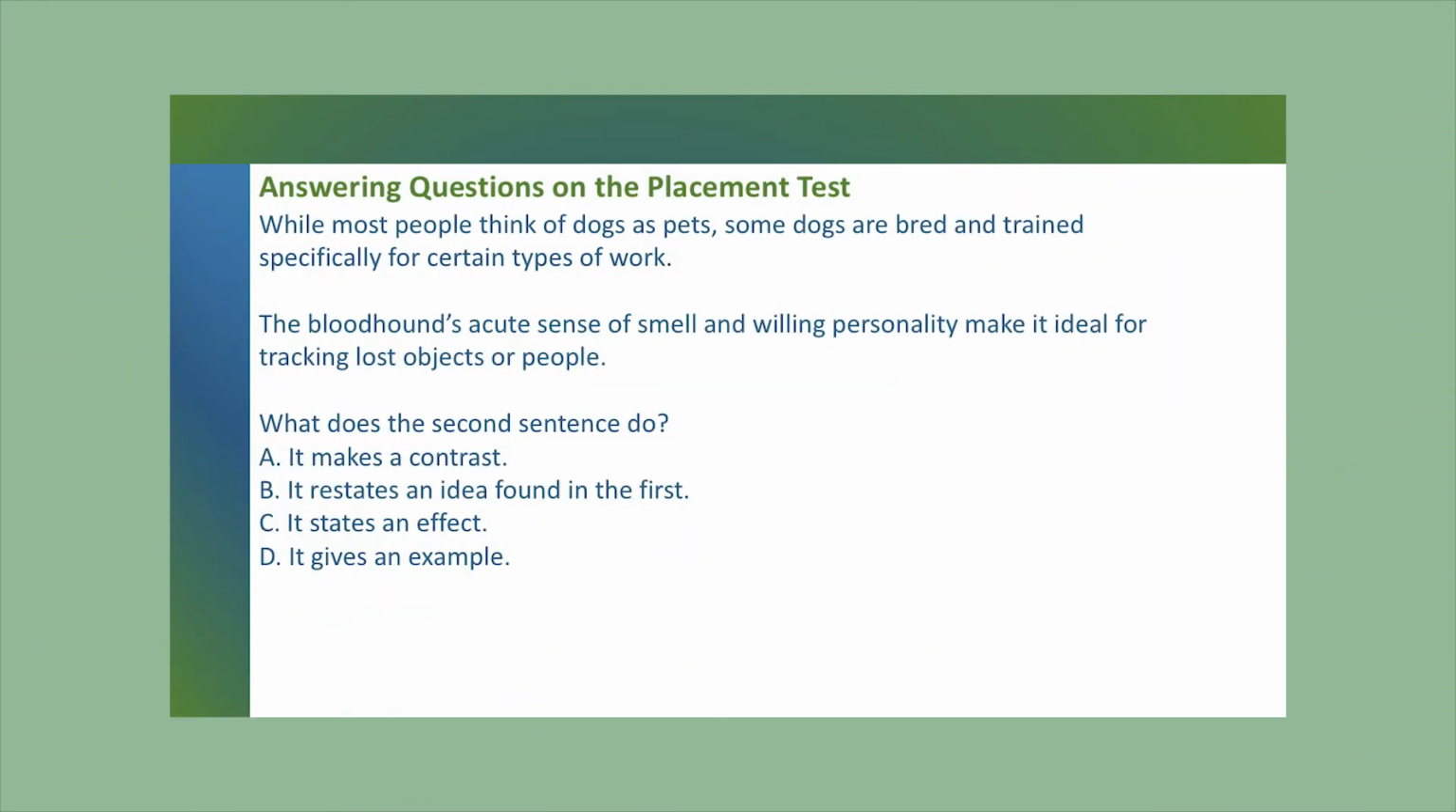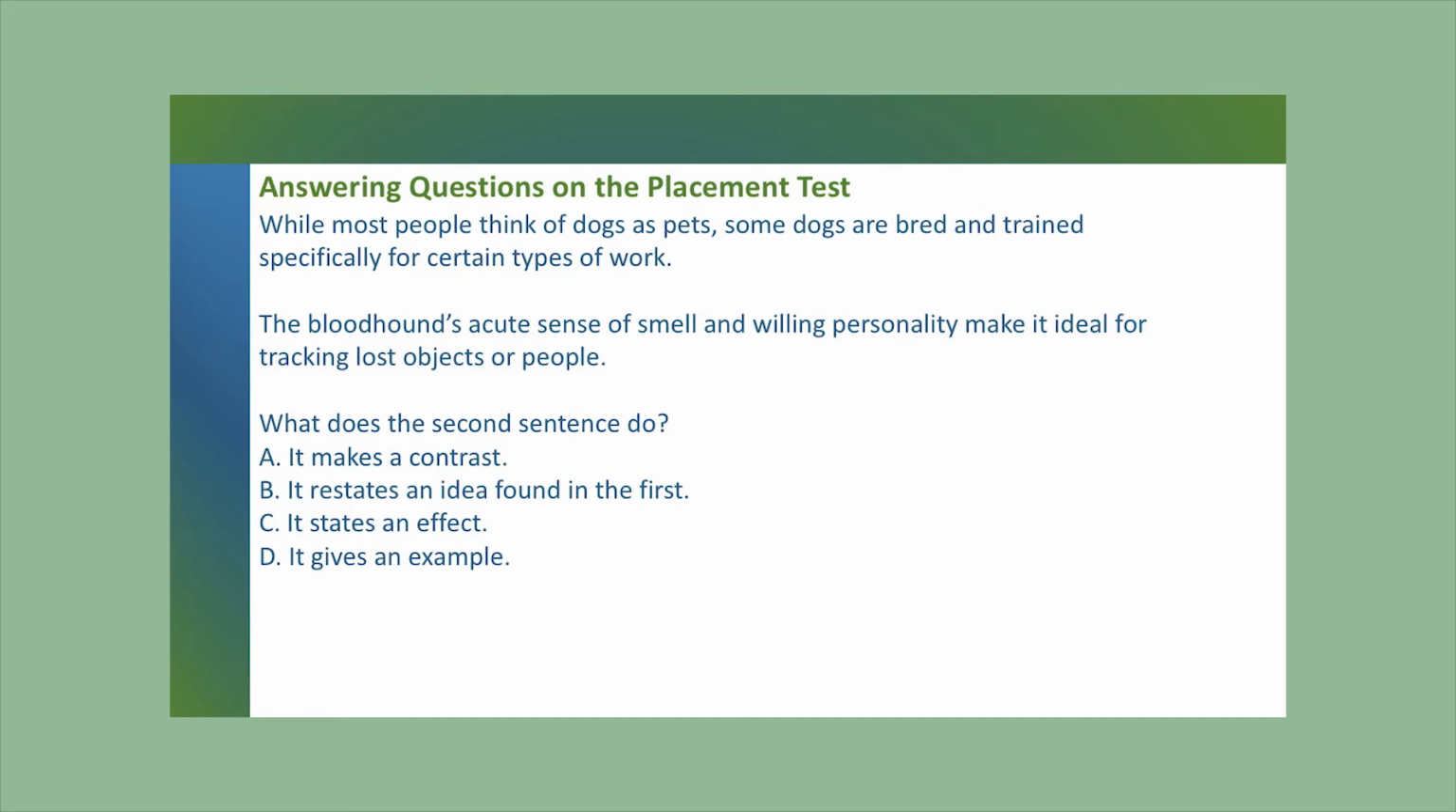The next question concerns sentences that have been underlined, and you have to decide the relationship between those two sentences. So here's the first sentence. While most people think of dogs as pets, some dogs are bred and trained specifically for certain types of work. Let's take a look at the second one. The bloodhound's acute sense of smell and willing personality make it ideal for tracking lost objects or people.